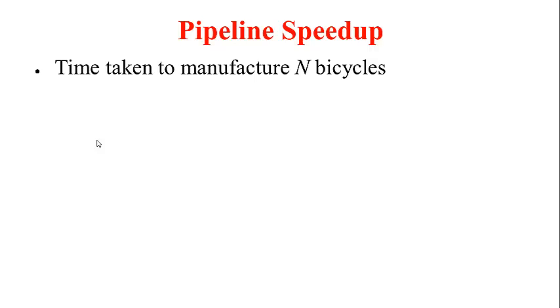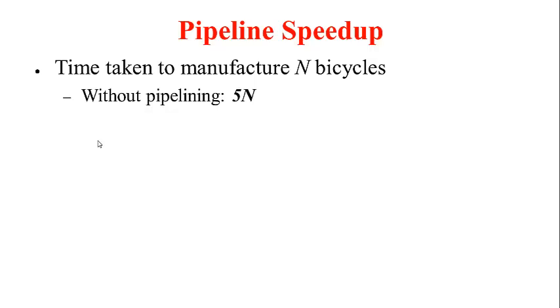First, what is the time taken to manufacture n bicycles without using pipelining? Well, without using any parallelism, we are going to have 5n hours as the time taken to manufacture n bicycles because each bicycle takes 5 hours.